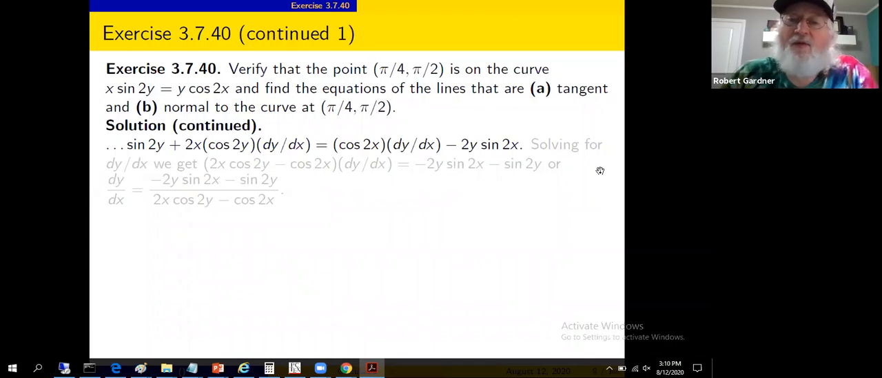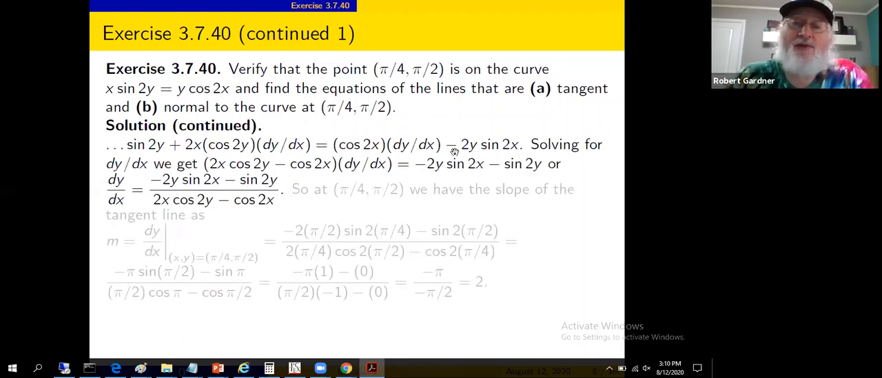And we need to solve for dy/dx. So we'll get the dy/dx stuff on one side, the non-dy/dx stuff on the other side. That'll produce, after factoring this equation, I encourage you to pause and make sure you believe all of this. Let me speed up the algebra a little bit. Factor on the left-hand side, divide, and we get dy/dx is this thing here. Okay, so there's dy/dx.